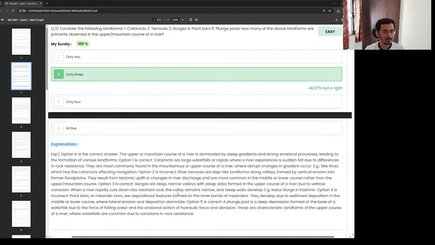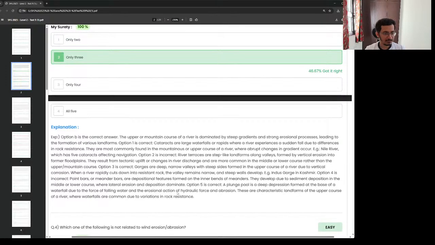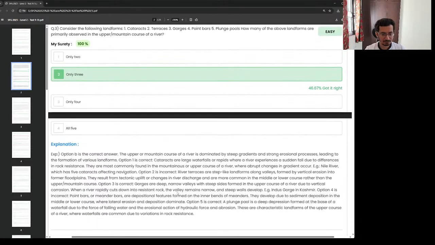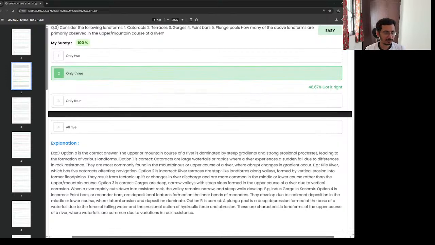And fourth is point bars. Point bars are also deposition. When there is a lot of mud in the river, it creates a point bar. That we know. So option 4 is wrong, and option 5 is correct. A plunge pool is a deep depression formed at the base of a waterfall. So cataract, plunge pool, all these are related, and they're only found in the upper course of the river.